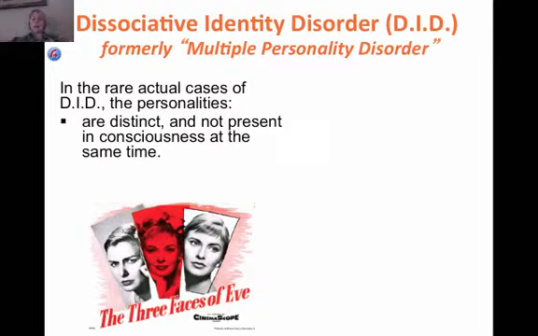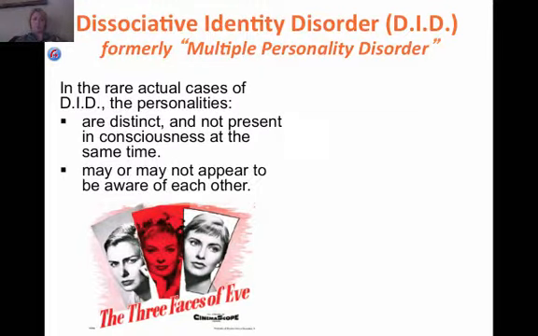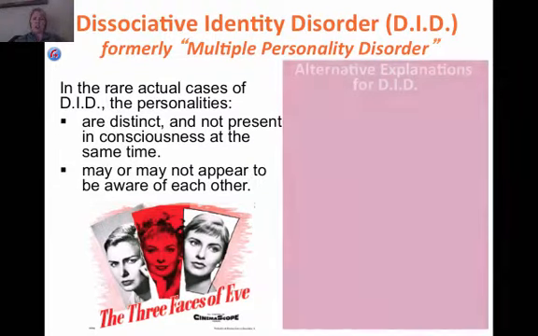So the time loss is huge because, if personality 1 and personality 2 and 3 have been out for the last year, and then all of a sudden personality 1 comes back out, you won't have any recollection of that entire last year of your life. And they may or may not appear to be aware of each other. Sometimes one personality knows about all the others, but then one personality doesn't realize there are other personalities. So there's a lot of intricacies with this disorder.